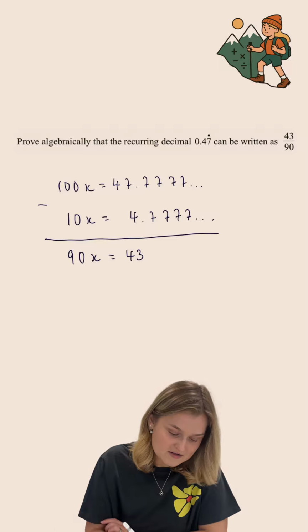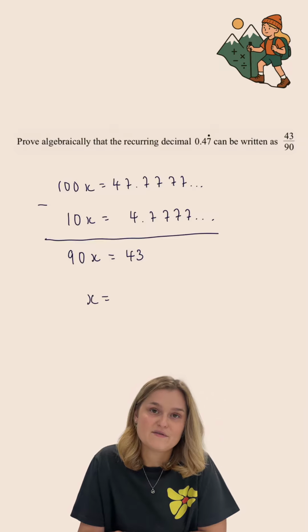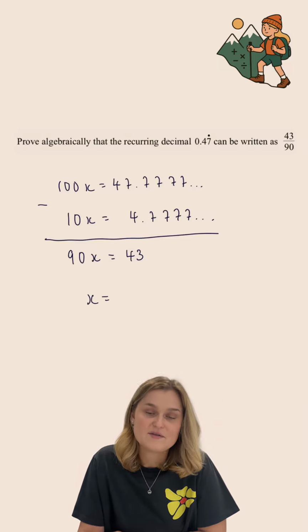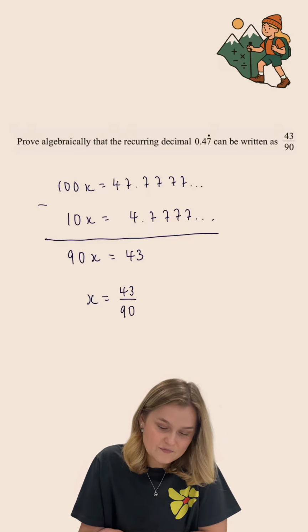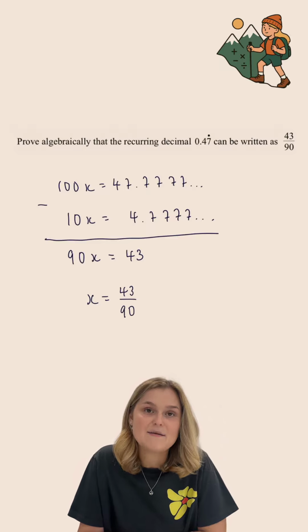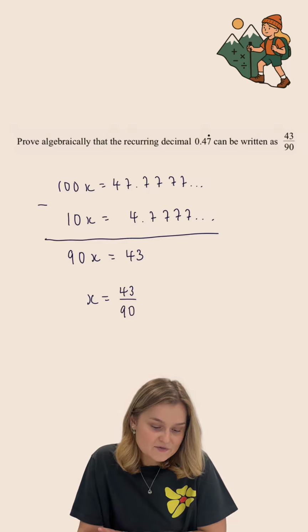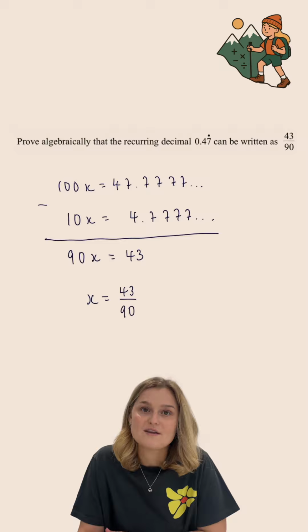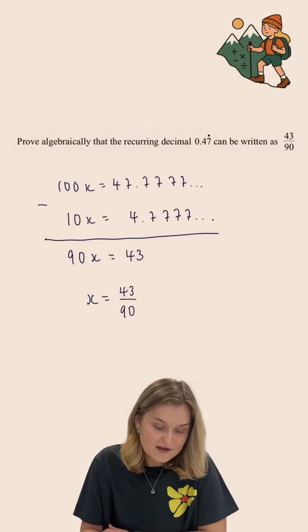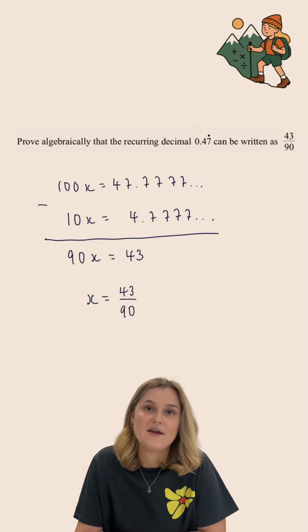The final thing I'm going to do to work out what x equals as a fraction is divide both sides by 90, which gives me x equals 43 over 90. And that was what we were aiming for in the question. It's really important with these prove questions that you don't start from what you're trying to prove. You end with that. And we have ended with x equals 43 over 90.